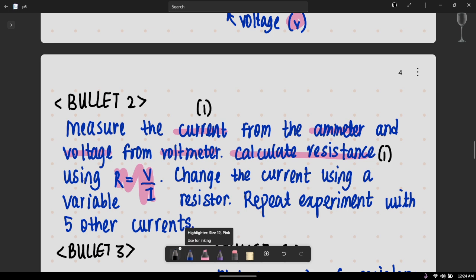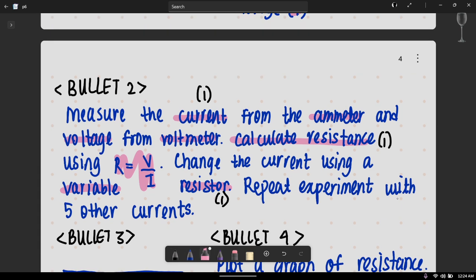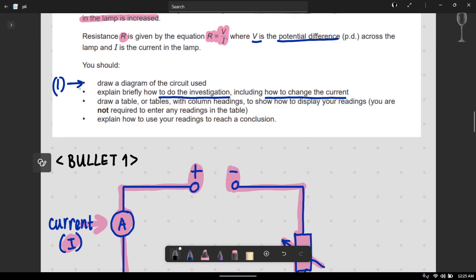Okay, that's basic. Now for saying this, I'll get 1 mark, and I think I'll get 1 mark here. Then the question also asks, how am I going to change the current? So I said, change the current using a variable resistor. Now saying this itself gives me another 1 mark. Now, usually I also like to repeat the experiment at the end, but you can add it over here as well. So repeat the experiment with 5 other currents, which gives you your 1 mark. So I have gotten my marks over here. Now draw a table. Now see, some things are always going to come.